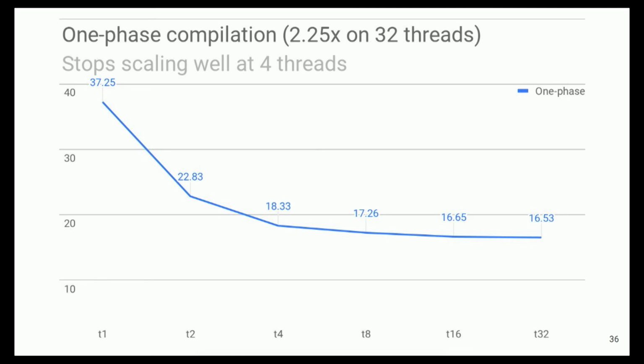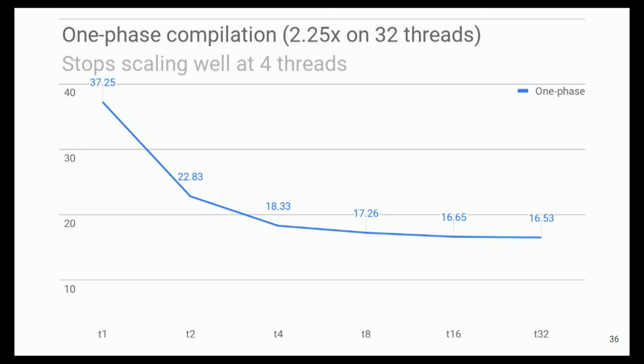First of all, one-phase compilation. This is what your regular build tool can do. With a build configuration like we have in Twitter util, things can actually scale up to 4 threads. See, with 1 thread it starts at 37 seconds, and then at 4 threads it's at 18 seconds, and then pretty much flattens out. So that's a 2.25x speedup on 32 threads.